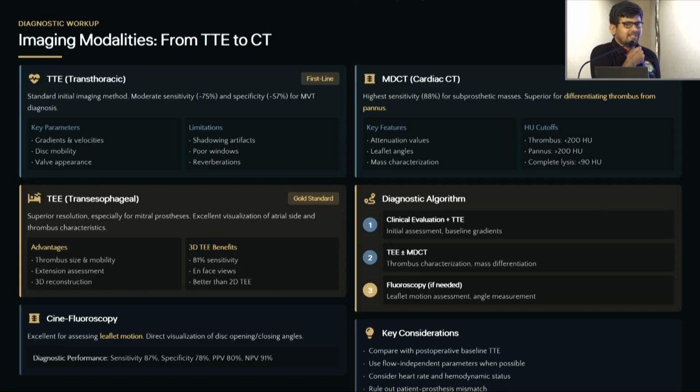And post lysis, one of the treatments for mechanical valve thrombosis is either replacement of the valve or lysis. So post lysis, the Hounsfield unit will be reduced to 90 Hounsfield units.